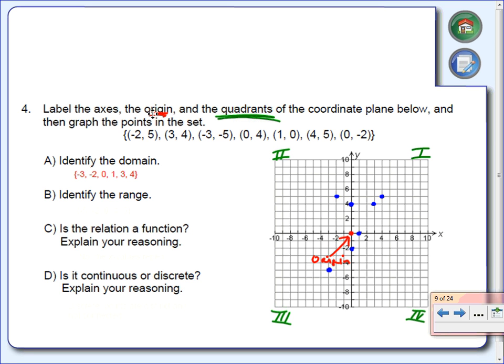Range, same idea with the range. This time we want the y values. We're going to list every single y value that we have up there. Now I've gone ahead and listed those numbers in order from the smallest to the largest. So I've got -5, -2, 0, 4, and 5. All of these are y values. By the way, you'll notice that some of these numbers repeated themselves, but I didn't have to write them twice. Notice that I only wrote them once. That's good enough.